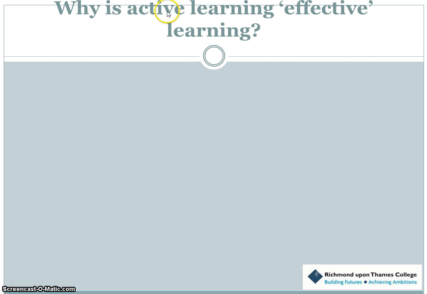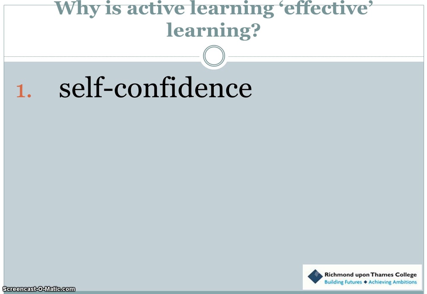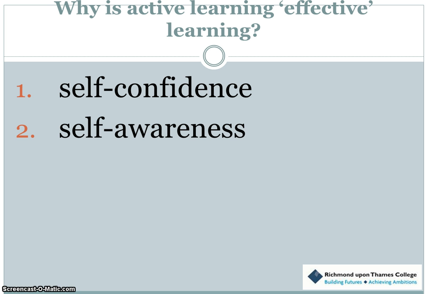Now, the second learning objective was to focus on why active learning is seen as effective learning. We firstly have to take into consideration that we are trying to raise the educational attainment of each and every student within our classrooms. But firstly, active learning strategies are there to develop the self-confidence of all your learners. Alongside this resilience, we have to make sure that students are self-aware of how their interactions with others within the classroom and outside of the classroom do have repercussions.